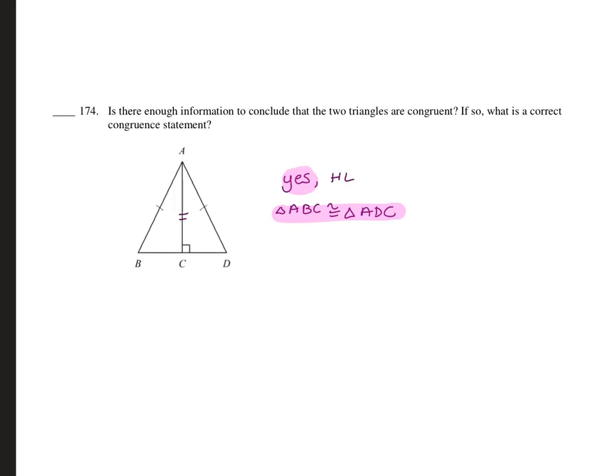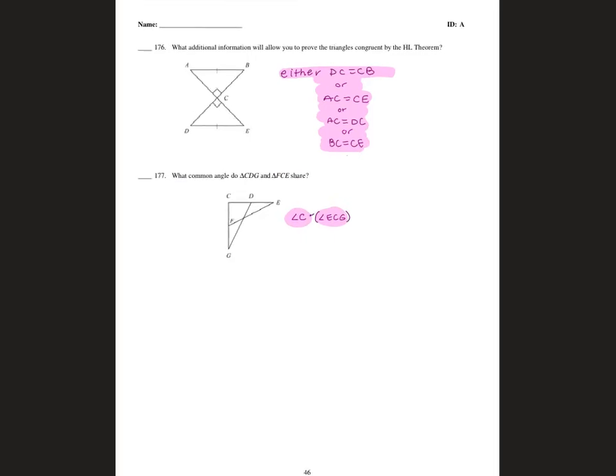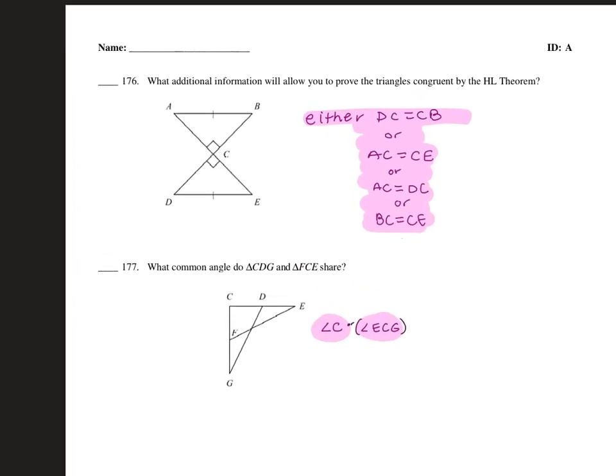174 is yes, this would be hypotenuse leg. 176, there's all that information that you could prove. Either these two sides, this one is congruent to this one, or this one is congruent to this one, or this to this, or this and this to this. So this, again, is multiple choice, you'd be able to eliminate. You'd only see one of those options. Just be careful.